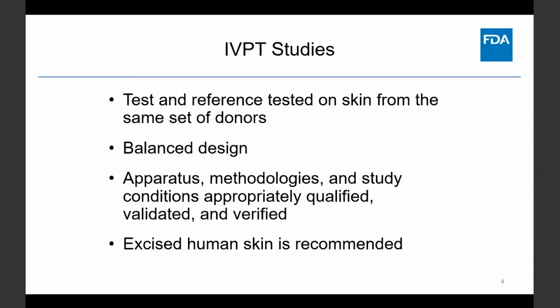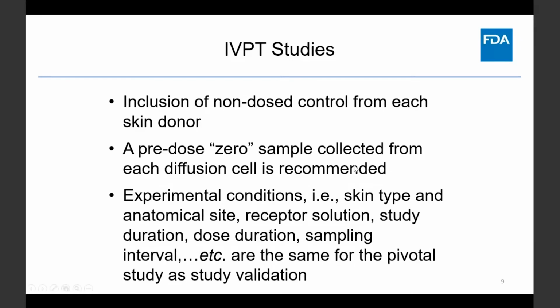As stated previously, instruments and methodologies need to be qualified and validated. For these type of studies, excised human skin appears to work best. It's important to include non-dosed control from each skin donor and to collect a pre-dose zero sample from each diffusion cell. Conditions for the conduct of the pivotal study should mirror those of the validation study.